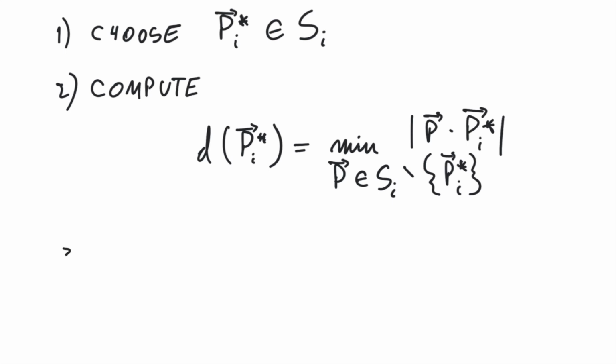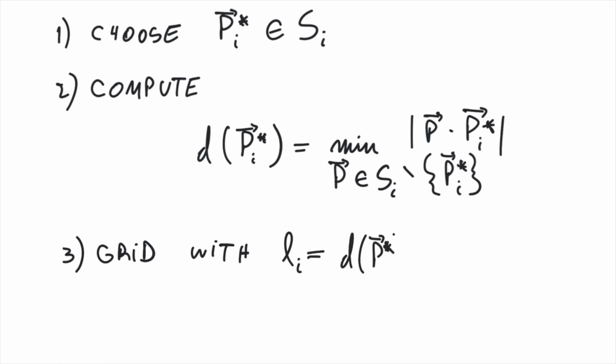Next, we will build a grid. So we grid the space with a grid size L of size d of P star, and here we will introduce a factor of 3, and you will soon see why this factor needs to be there. The final point is we discard points. Which points are to be discarded? Well, we discard every point that has the following property.